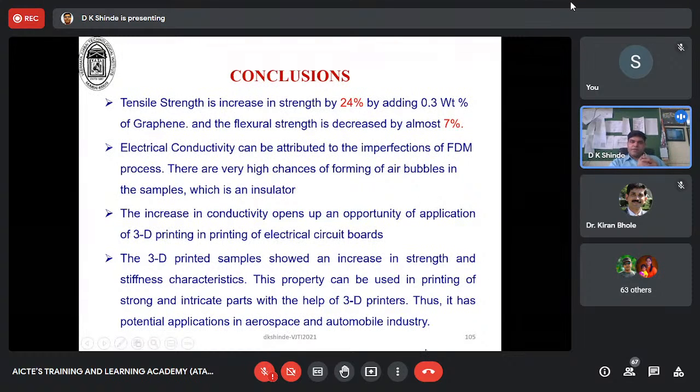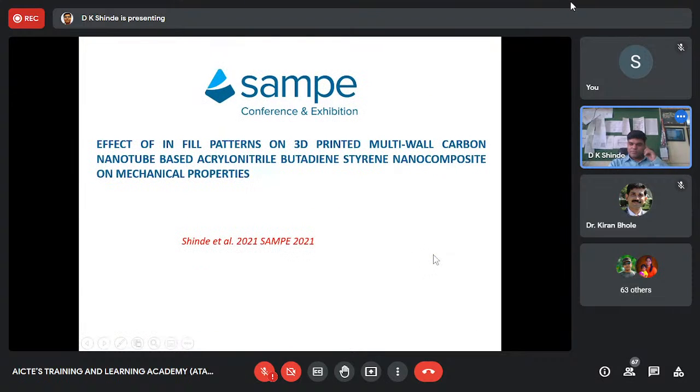The increase in conductivity opens opportunities in applications such as electrical circuit boards, where conductivity properties are important. So strength and stiffness in 3D printing can also be possible. Now we did 3D printing of natural ABS with graphene and CNT. We also have separate research by a PhD student whose thesis is submitted. He worked on infill patterns and percentage infill.